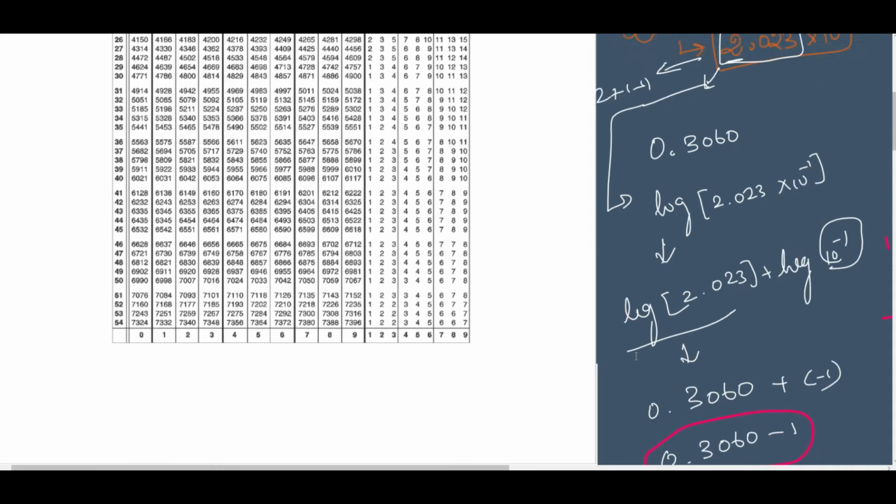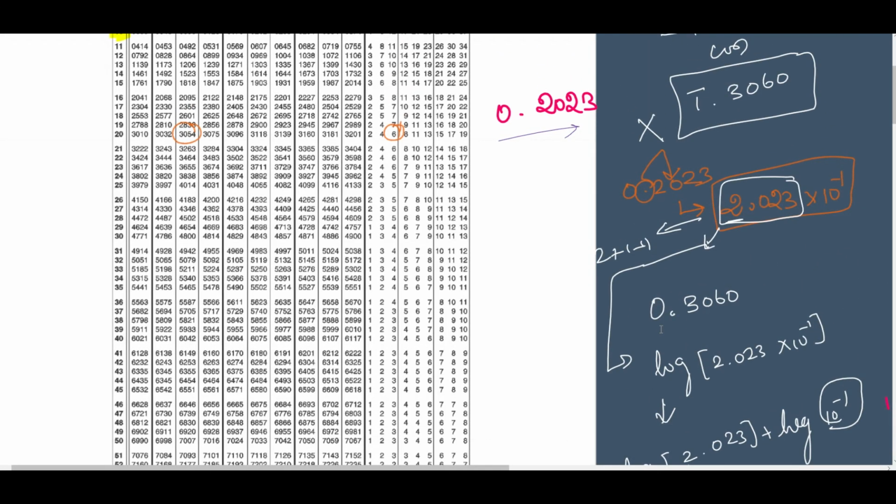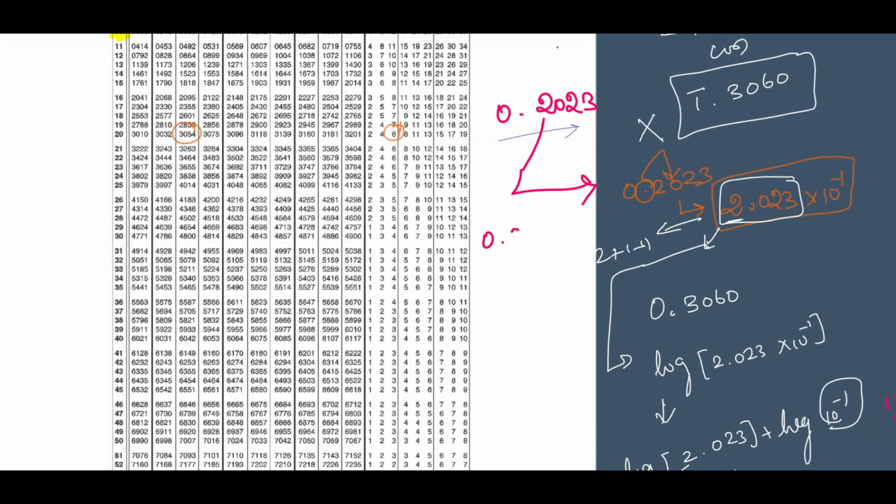So whenever the 0 is coming, the rule we have to follow is that we have to reframe the number. 0.2023 it was, so we have to write 2.023 into 10 power minus 1. This is the step we have to follow.